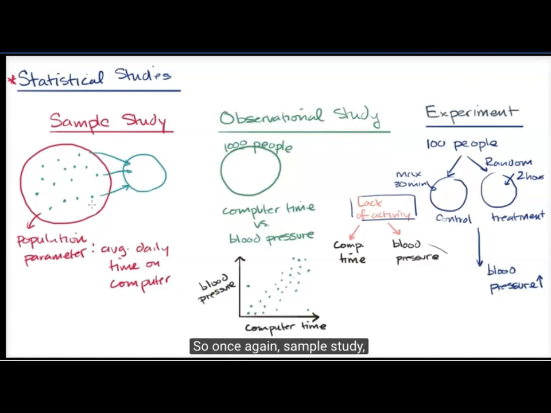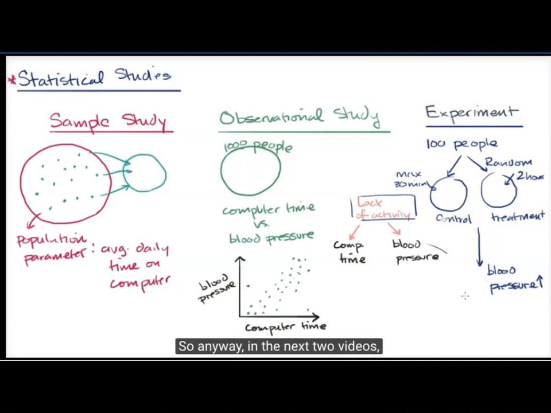So once again, sample study, you're trying to estimate a population parameter. Observation study, you are seeing if there is a correlation between two things, and you have to be careful not to say, hey, one is causing the other, because you could have confounding variables. Experiment, you're trying to establish or show causality, and you do that by taking your group, randomly assigning to a control or treatment. That should evenly or hopefully evenly distribute, not always, there's some chance it doesn't, but distribute the confounding variables. And then on each group, you change how much of one of these variables they get, and you see if it drives the other variable.